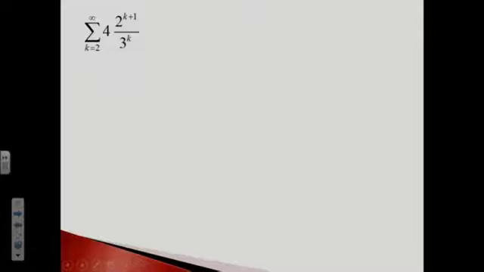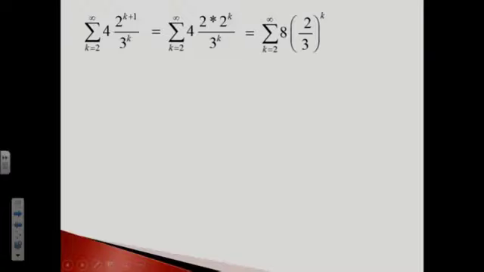We are going to apply geometric series to find a variety of sums. First, find the sum from k equals 2 to infinity of 4 multiplied by 2^(k+1) divided by 3^k. We realize that by separating 2 from 2^(k+1), we can write the series as a geometric series with a equals 8 and r equals 2/3. Note, however, that k starts from 2.